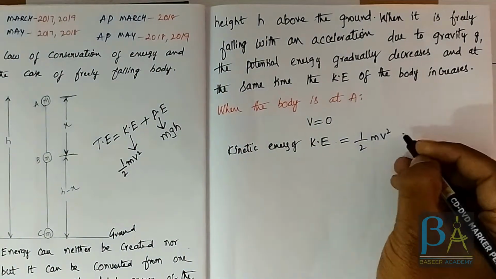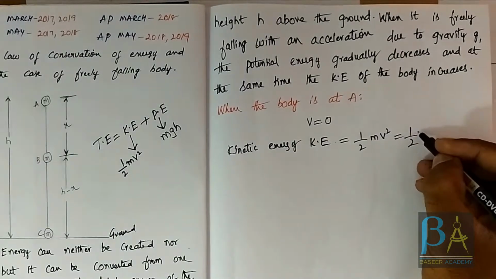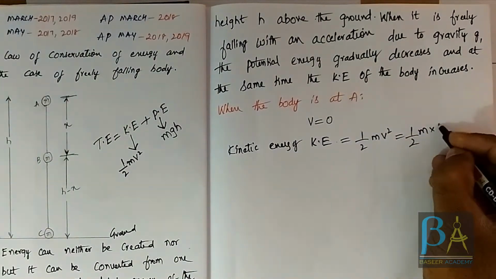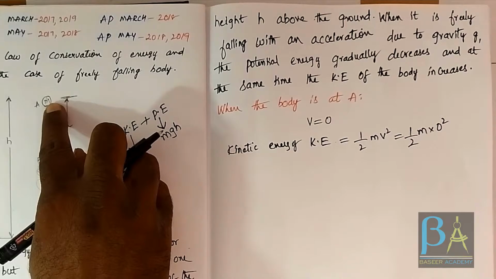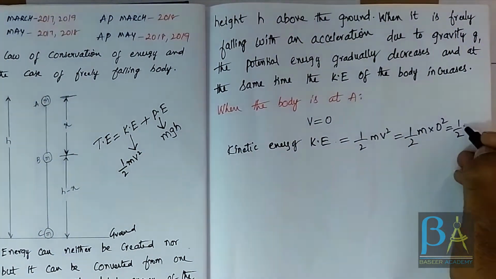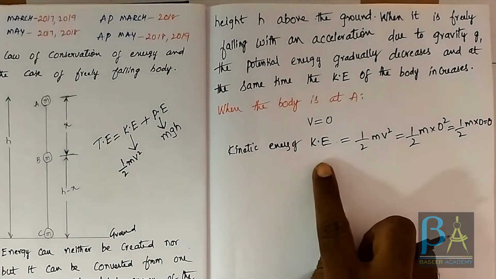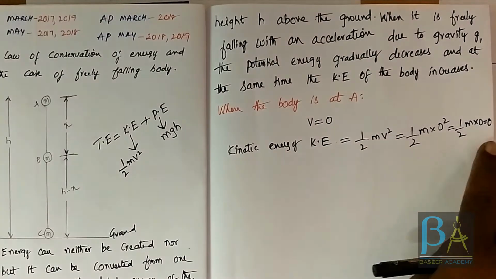In place of v, I want to substitute 0 because the final velocity at point A is 0, since the object is still at rest. We have not dropped it yet. Now, half m, 0 square is nothing but 0 itself. m into 0 is nothing but 0 itself. So the kinetic energy at point A is 0.